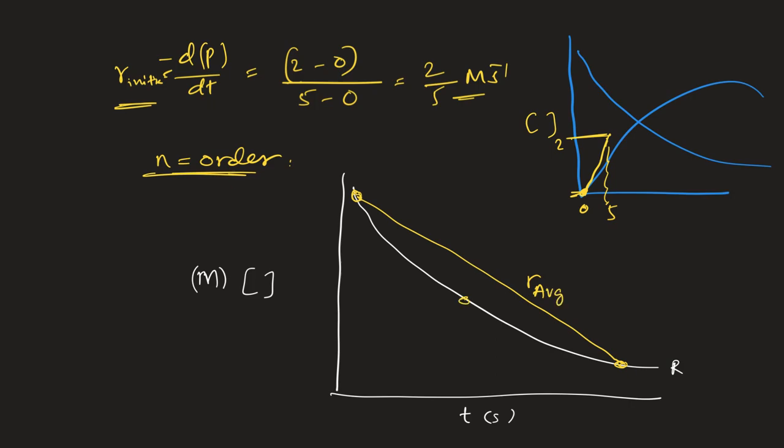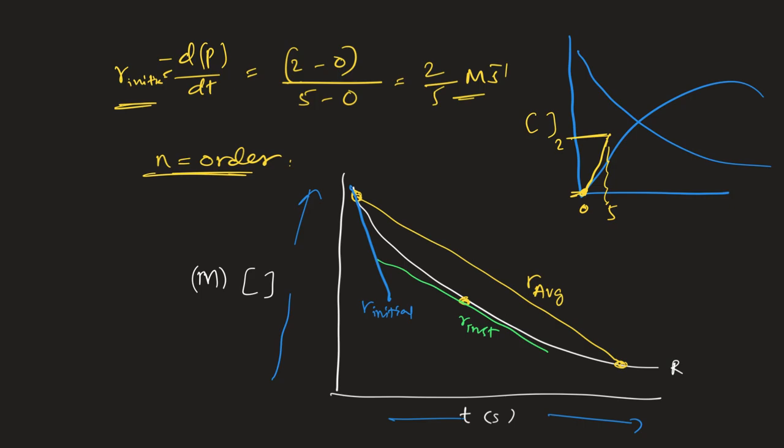Now at any particular instant, if you draw a tangent, then this is called the instantaneous rate. Next, if you draw a line like this at this particular time, this is called the initial rate. This is with respect to the reactant. So concentration increases like this, time increases like this, all together in one place.